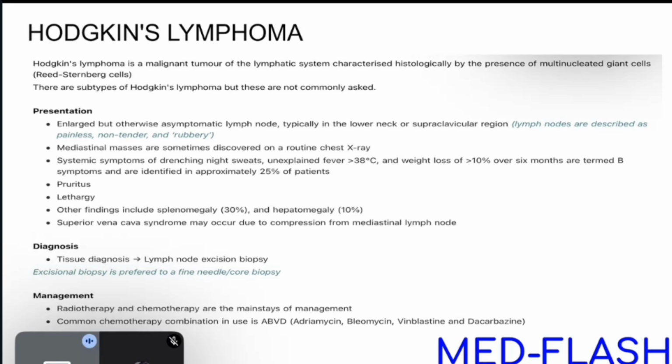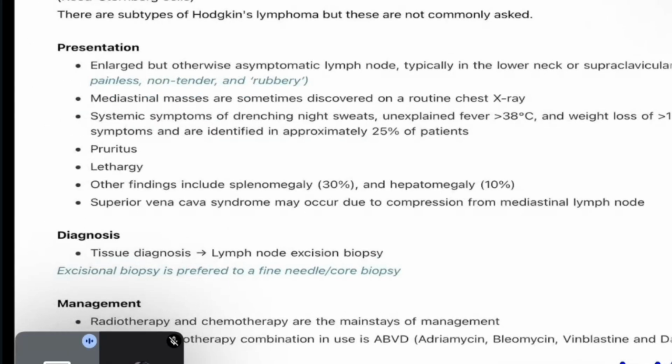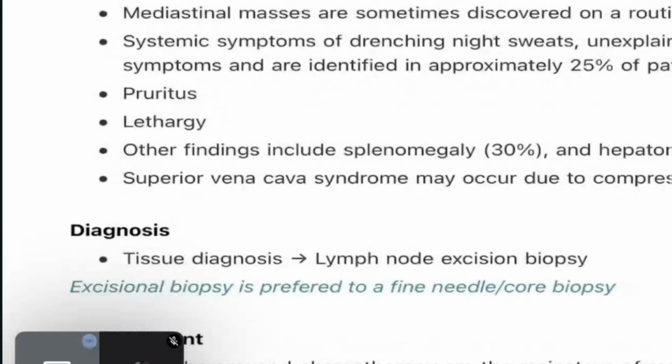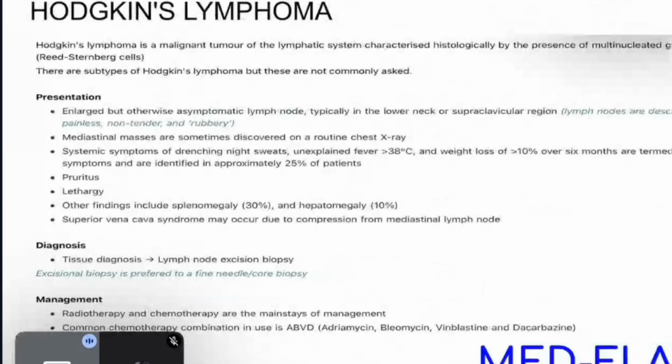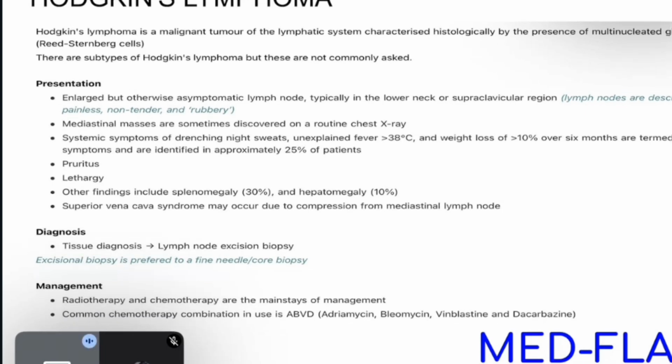The one thing that you need to know about diagnosis is it has to be excisional biopsy. Okay, that is your word, guys. You have to remember excisional lymph node biopsy is the preferred diagnosis of choice or investigation of choice for lymphomas. You are not concerned much about management because it's most likely chemoradiotherapy, so you're not concerned about that.